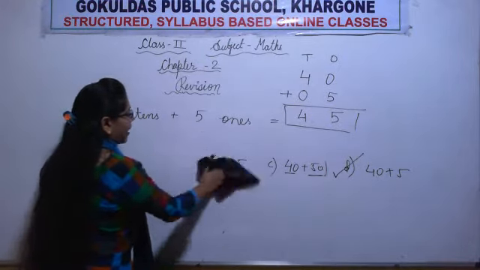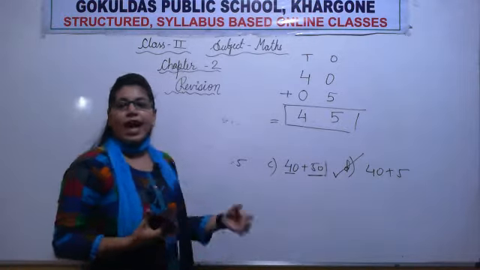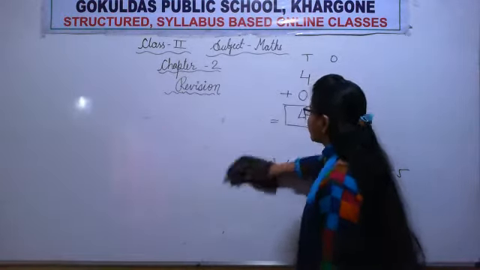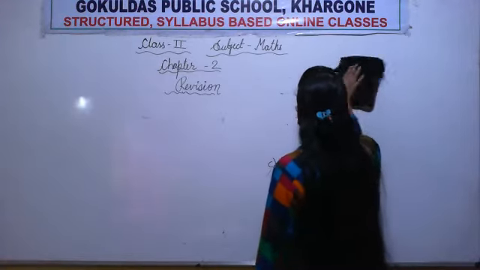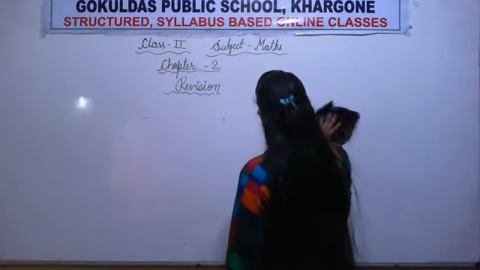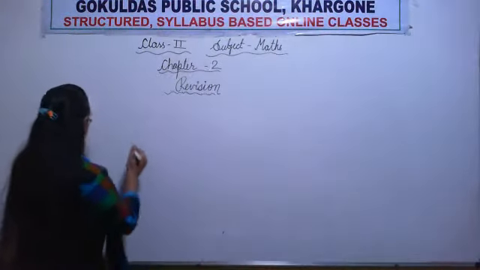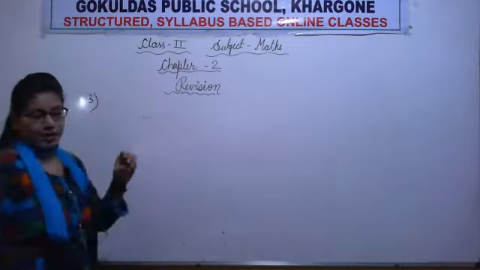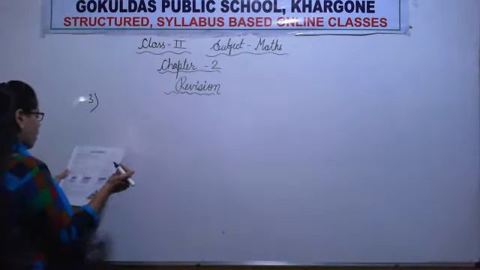So I hope all these questions are very easy for you now, because we have learned all these things in the chapter. We have covered all the topics when we were learning this chapter. Now, third question. Third question is 66 rounded off.